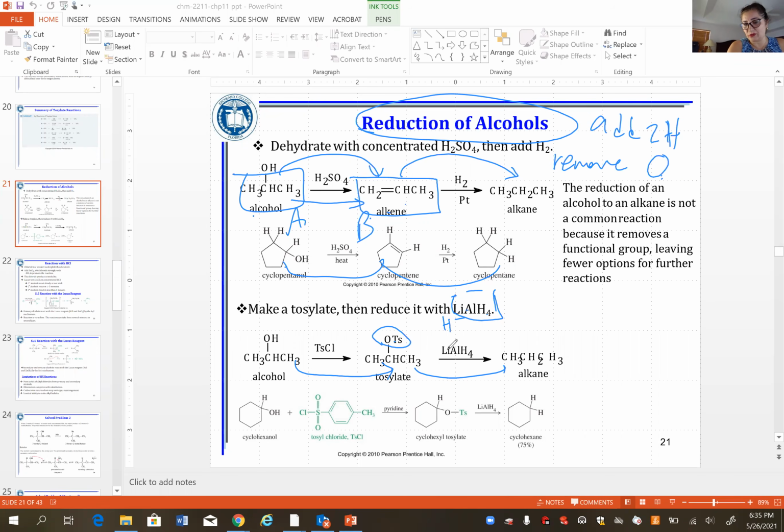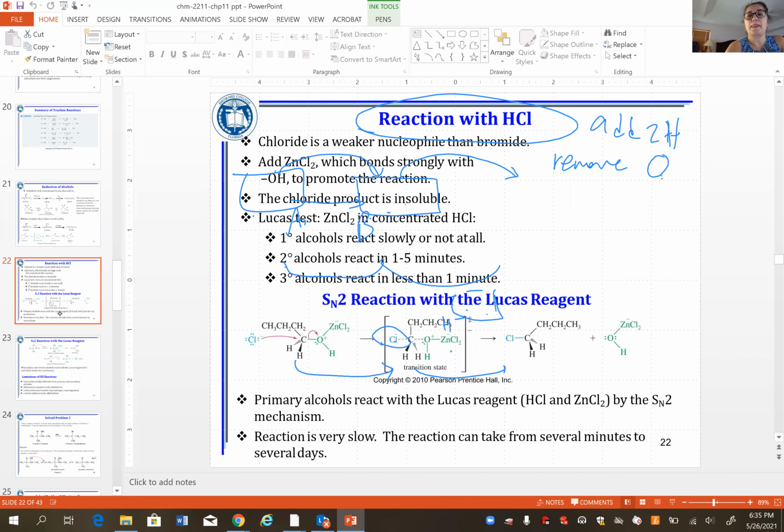You want to make sure to remember which reagent you're using. The order of the reagents is important as well. Any questions? Okay.